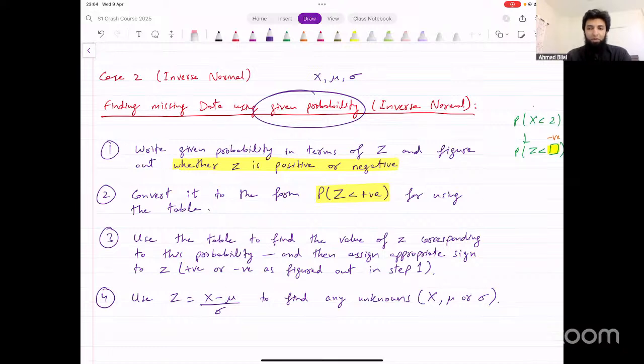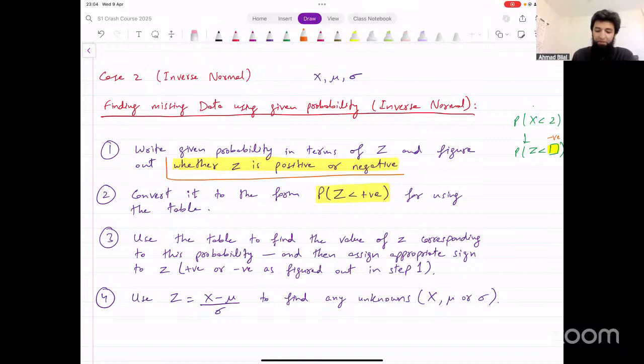Now, what's the process for that? The process for this was that we would, first of all, figure out if the z value is positive or negative. So whatever is the x value, for example, if it's x less than 19, what we do is we first of all write it as z less than some number. And then we have to figure out if this number is positive or negative. That's the most important thing in inverse normal. You have to figure out if that number is positive or negative.